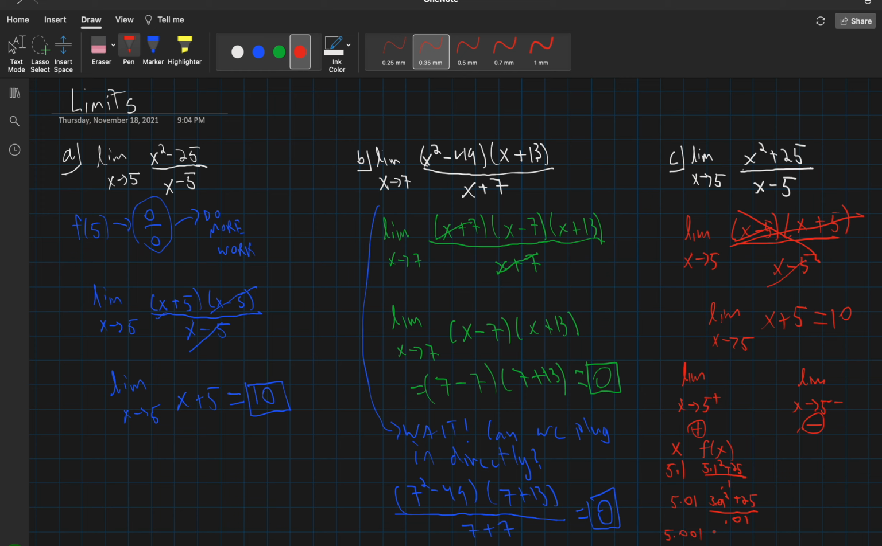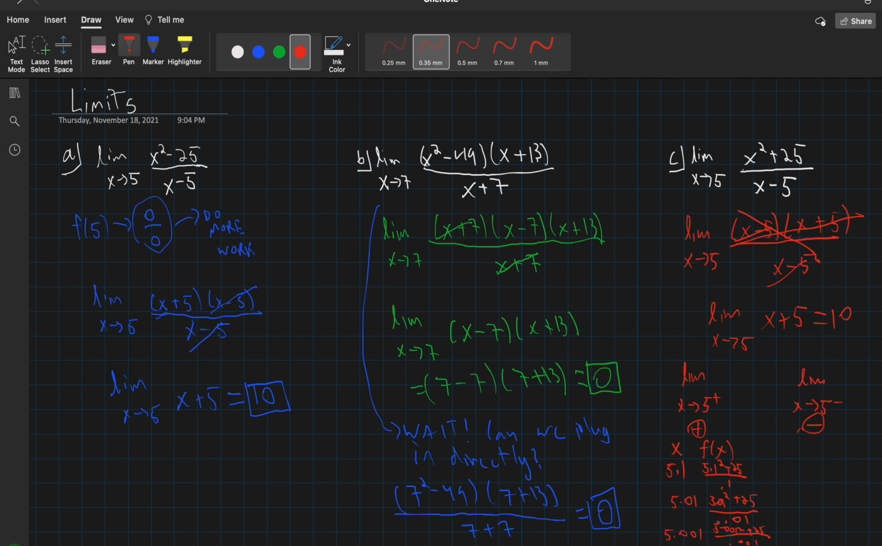5.001 squared plus 25 all divided by 0.001. Sorry, this is getting a little bit hard to read. The important thing here to notice is that our numerator is changing, but it's not actually changing that much. The numerators for all of these are going to be approximately 50.